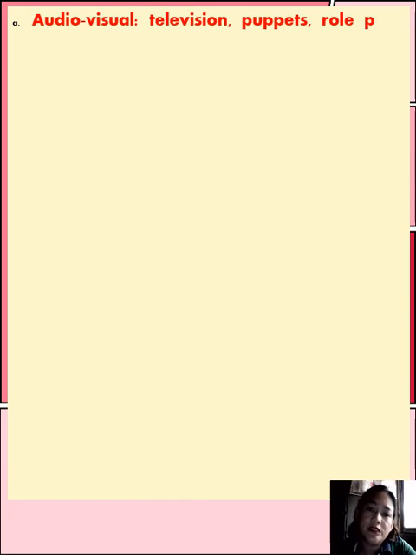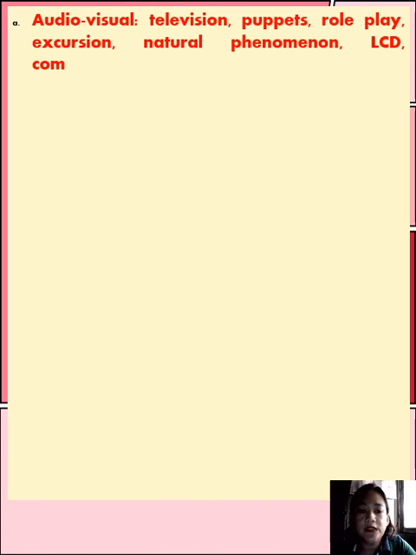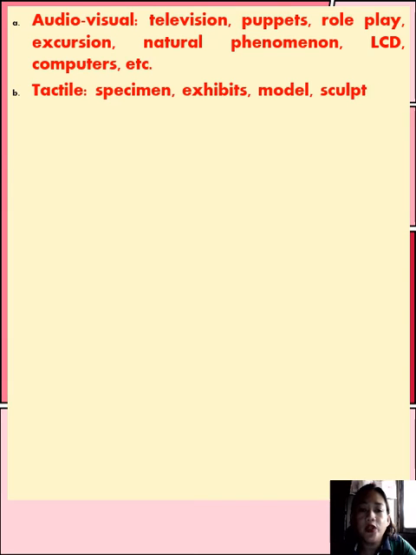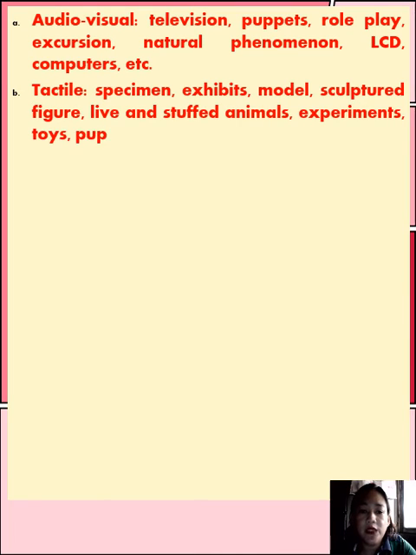So let us have the examples for audiovisual, tactile, virtual, games and simulations, visual media, audio media, and audiovisual media. So first, let's have audiovisual. For audiovisual, we have televisions, puppets, role play, excursion, natural phenomenon, LCD, computers, and etc. For tactile are those specimen exhibits, model, sculptured figure, live and stuffed animals, experiments, toys, puppet shows, and etc.